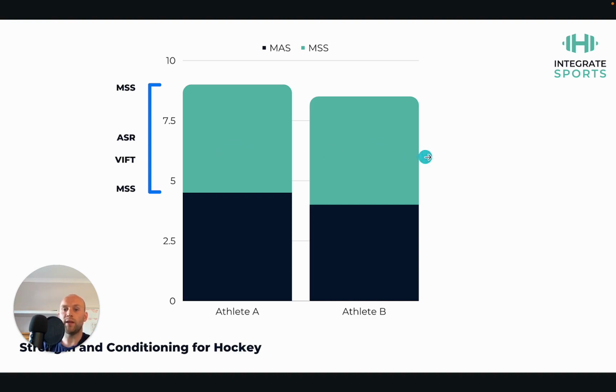If you take these two athletes side by side, and we know that 5 meters per second is typically your high speed running threshold, then athlete A here is working at a very small percentage of the anaerobic speed reserve running at 5 meters per second.